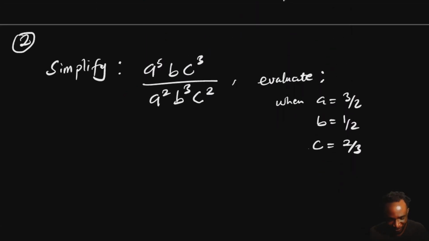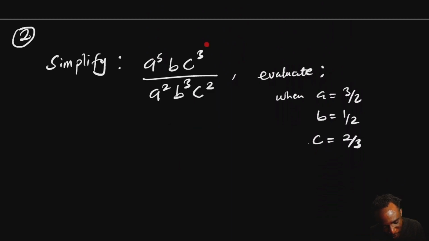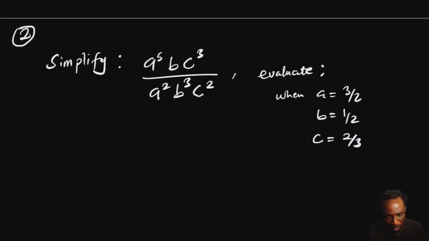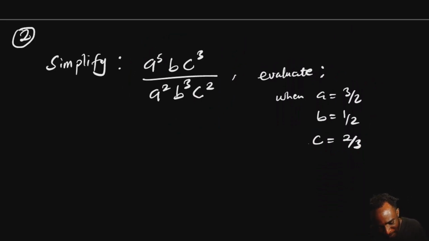Let's try out another question. With this statement right here, we are supposed to simplify this, and then once it's in simplified form, we input these values in, so we evaluate it. That's what this question means. So we're going to start off by first simplifying it. You guessed right. We are going to separate them into categories like we did in the previous question.